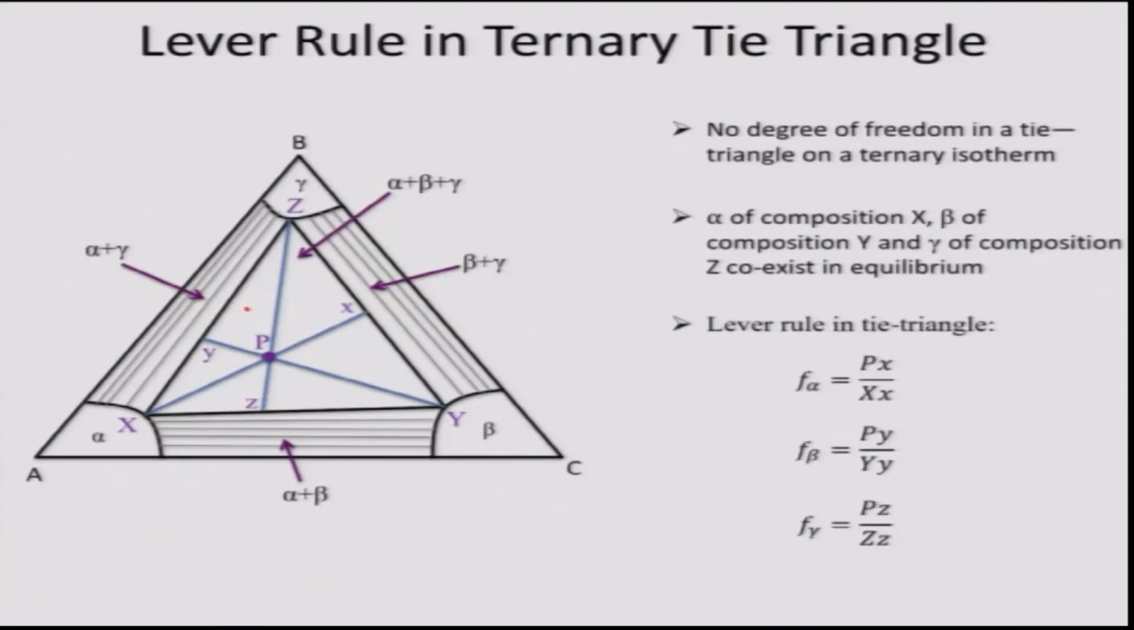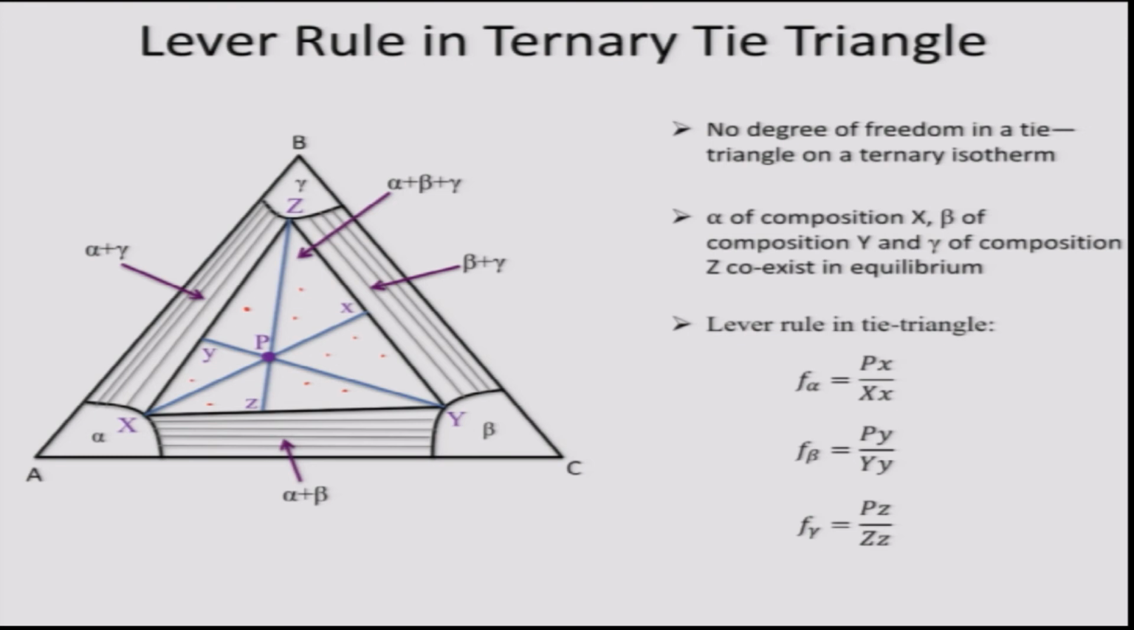That means if there exist three phases in equilibrium at a constant temperature, their compositions are fixed. In other words, if I select any composition in this three phase region, which is denoted by x, y, z here, I know that there exist three phases in equilibrium: alpha with composition x, beta with composition y, and gamma with composition z. And again that is because the degree of freedom in the three phase region is 0 on a ternary isotherm.